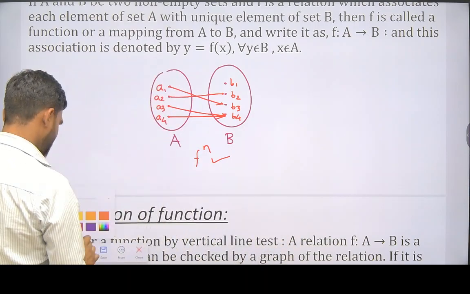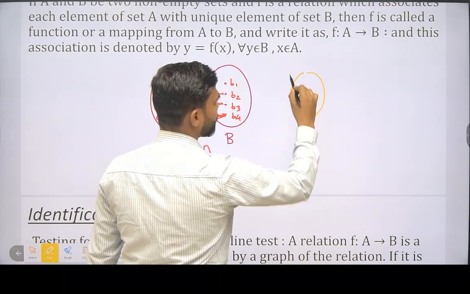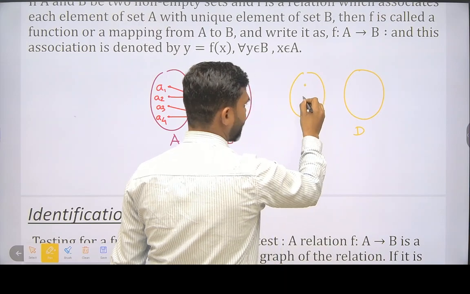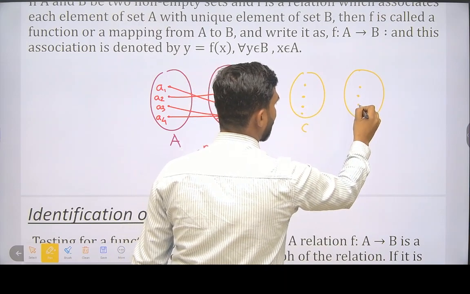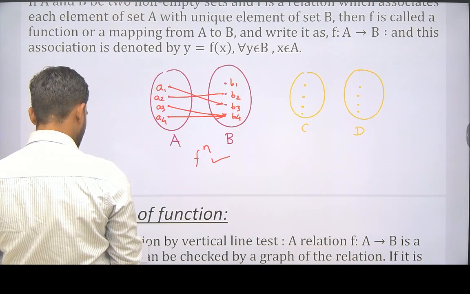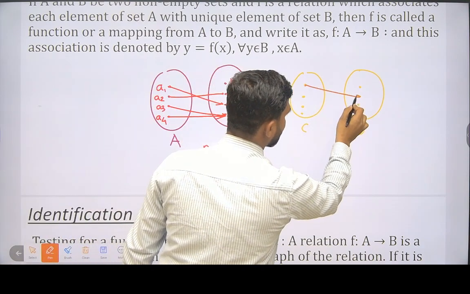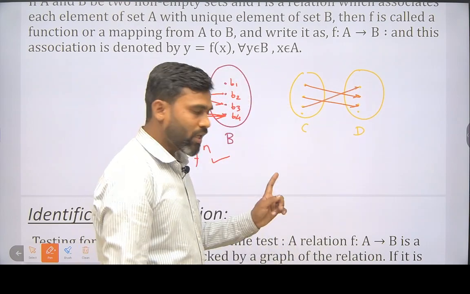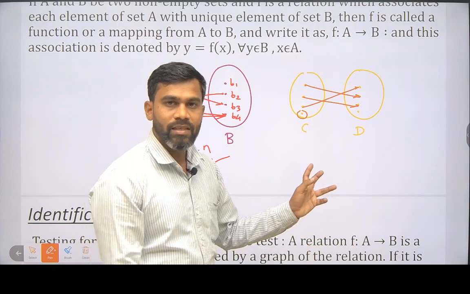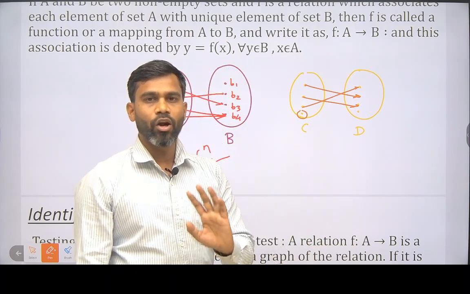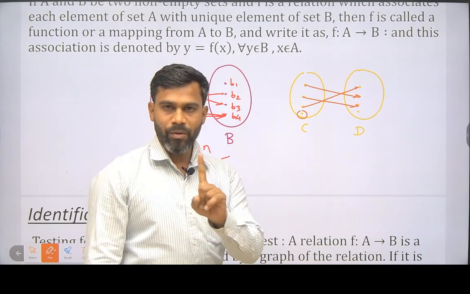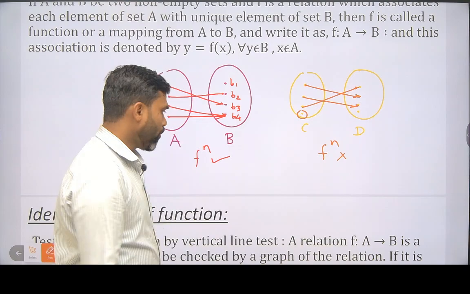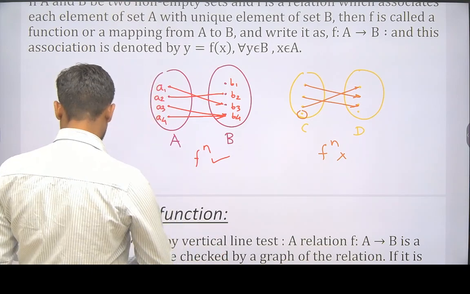Suppose, let me change the color. See here. Suppose we have sets C and D. Suppose we have these elements. Okay. And here, let me show the mapping. This one, and this is also mapped. Now, if you see, this element in set C is unmapped, right? So this will not be a function because every element must be mapped with exactly one element. So this is not a function, right? Yes or no?